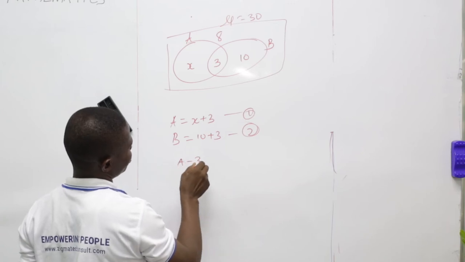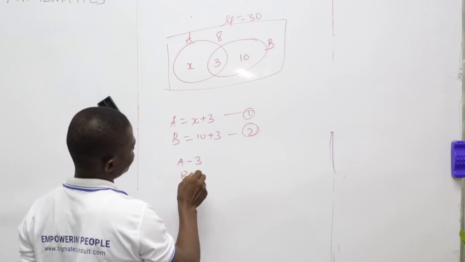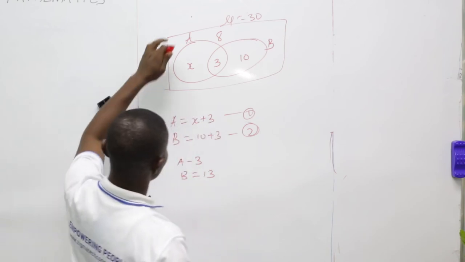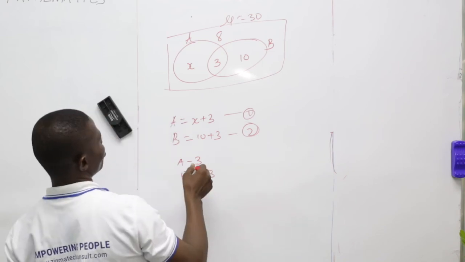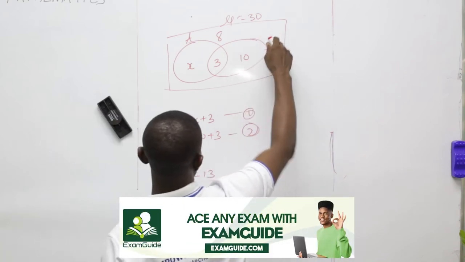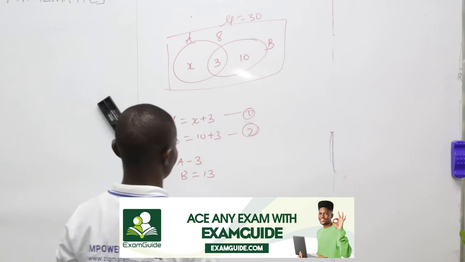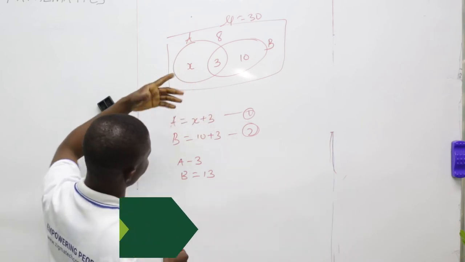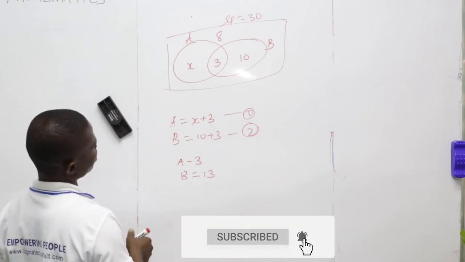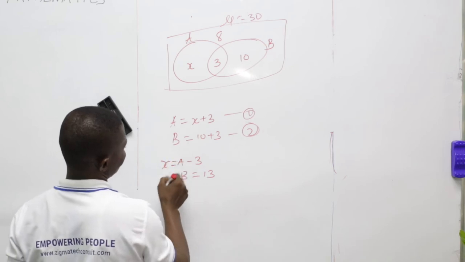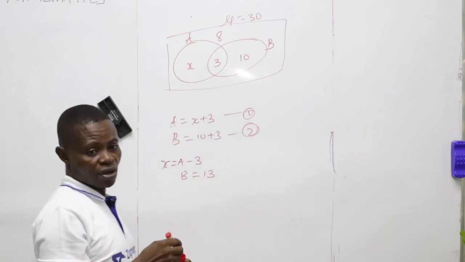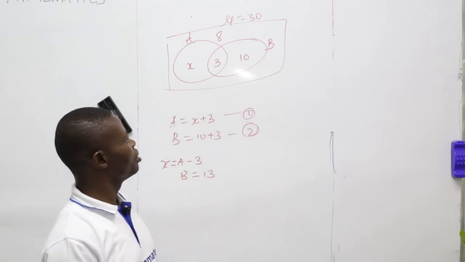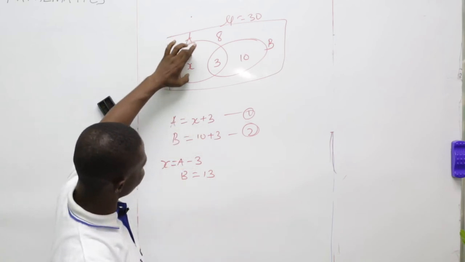X will be what? A minus 3. And B is what? 13. We don't have a value for A. We have a value for B. Here is 13. So let's see how we can link this, because looking at this, it's not giving us exactly what we want. Although we know that X is just A minus 3, the value of A is not known. So back to the question first. You have to look for a way to organize yourself so that we can sort out the value of X.